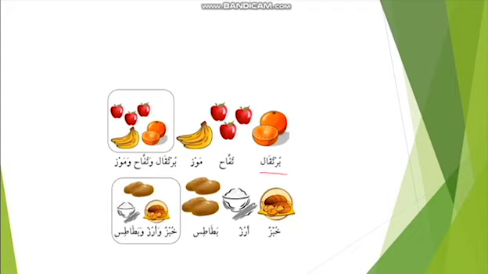برتقال is oranges. تفاح is apples. موز is bananas. برتقال وتفاح وموز, oranges and apples and bananas.